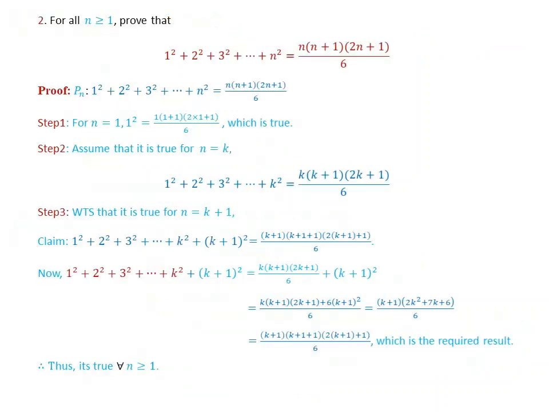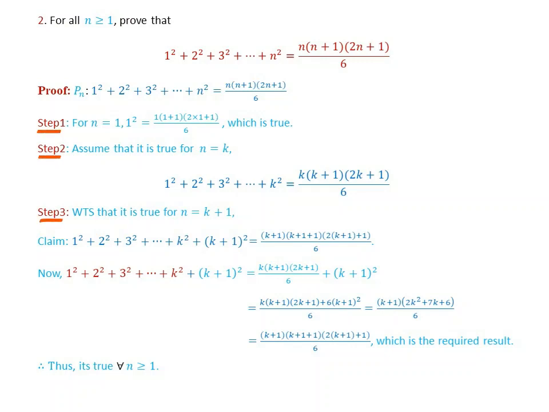Let us see example 2. For all n greater than or equal to 1, prove that 1 square plus 2 square plus 3 square plus up to n square is equal to n times n plus 1 times 2n plus 1 over 6. This is the given proposition Pn. Now let us use the principle of mathematical induction.